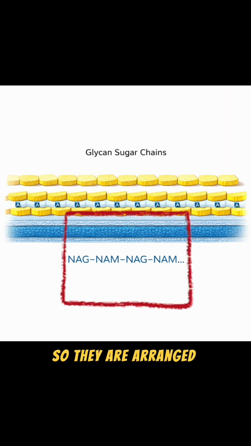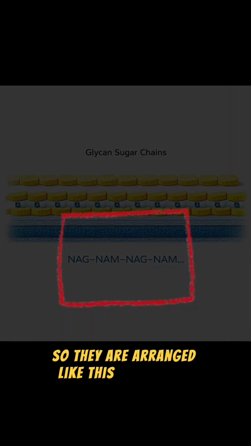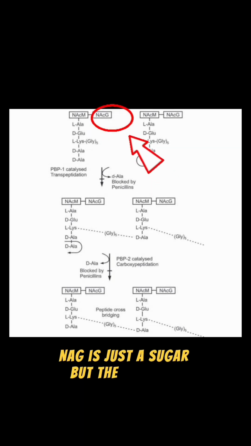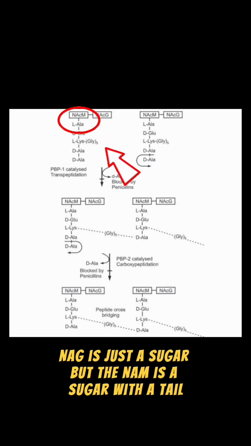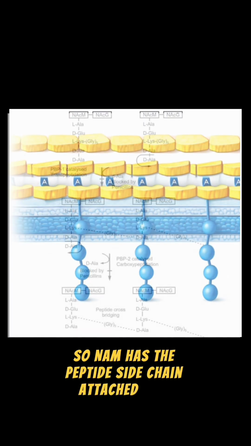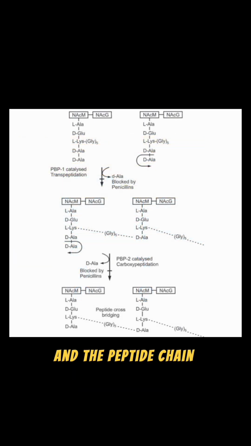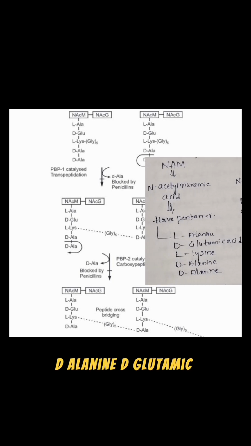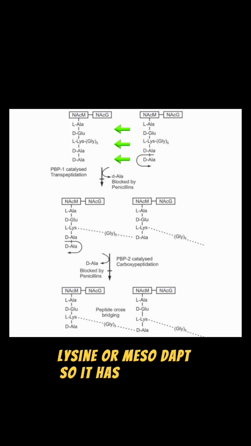So they are arranged like this. Now listen carefully. NAG is just a sugar, but NAM is a sugar with a tail. So NAM has a peptide side chain attached to it, and the peptide chain usually contains L-alanine, D-alanine, D-glutamic acid, lysine or meso-DAP. So it has five amino acids.